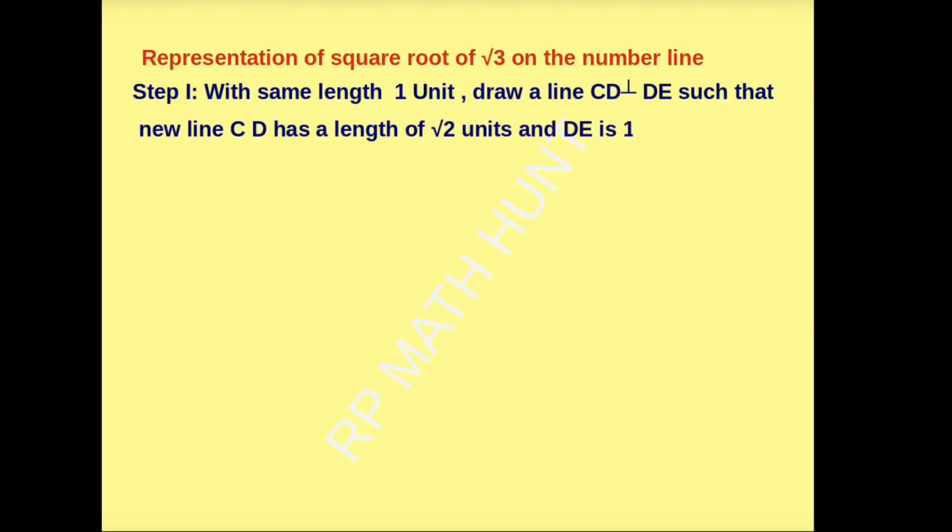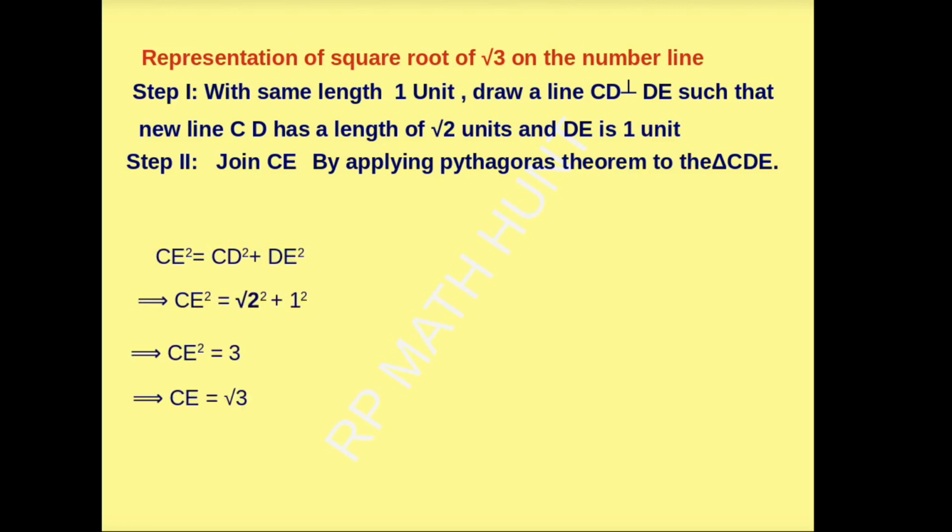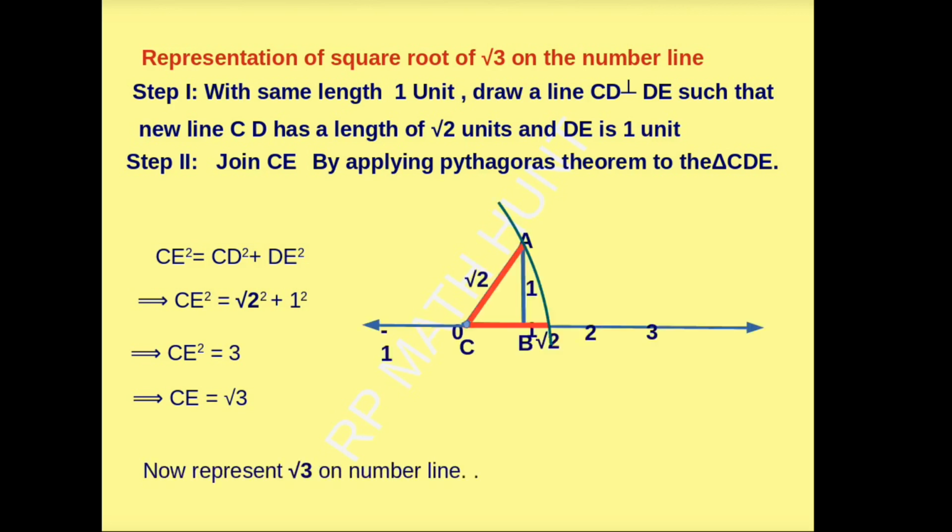Join CE and apply Pythagoras theorem to triangle CDE. CE square is equal to CD square plus DE square. CE square is equal to root 2 whole square plus 1 square, that is CE square is equal to 3. CE is equal to root 3. Now represent root 3 on the number line. Draw an arc from the point root 3.